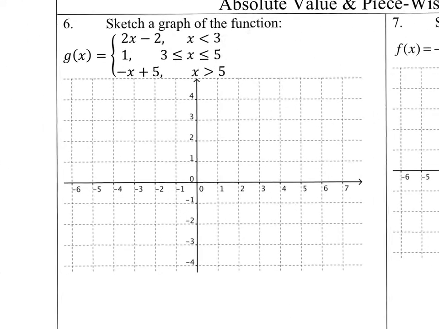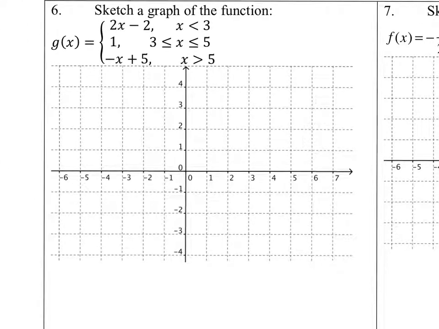Question 6, we're looking at a piecewise function. First thing I like to do is to go in and add what I call my force fields. So at x is less than 3, we're going to see a force field at 3. That takes care of those guys, and at 5, I'm going to see a second one. I'm going to graph all three of these things separately. So 2x minus 2, that's where x is less than 3.